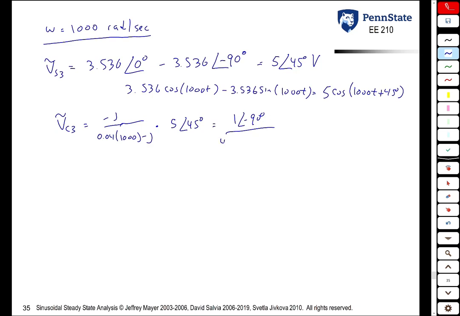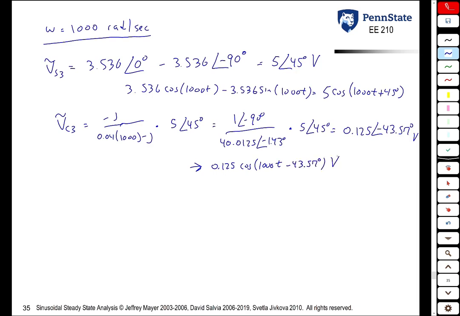The denominator becomes 40.0125 at an angle of minus 1.43 degrees times 5 at an angle of 45 degrees. It becomes 0.125 at an angle of minus 43.57 degrees volts. So in the time domain, this is 0.125 cosine of 1,000t minus 43.57 degrees volts.